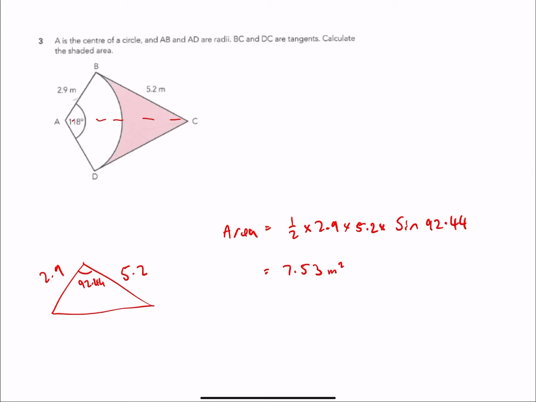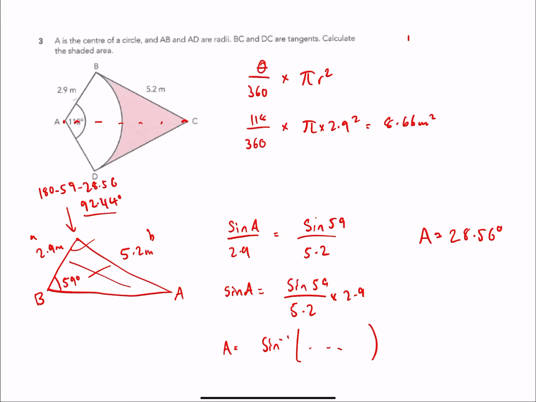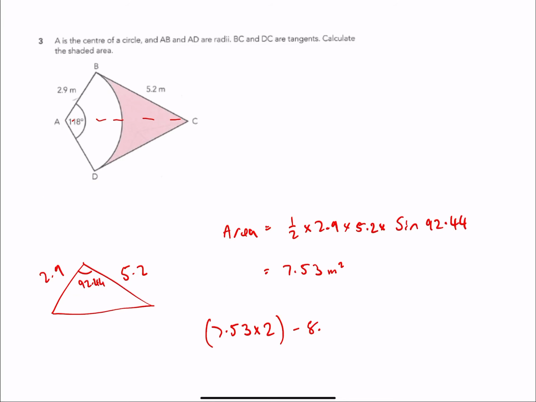So 7.53 meters squared. So the overall kite would be 7.53 times 2. And then to find the area of the pink, I've got the overall area of the kite, 7.53 times 2, minus my previous area, which was 8.66. So this is the shaded area. So times 2 minus 8.66 gives me an overall shaded area of 6.41 meters squared. Hopefully you got that.